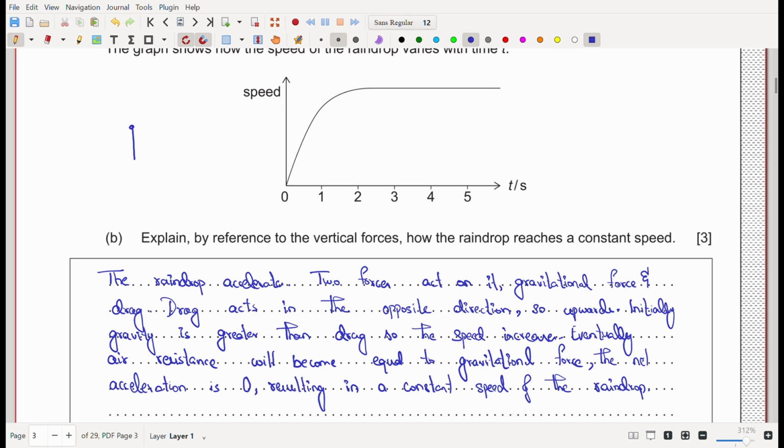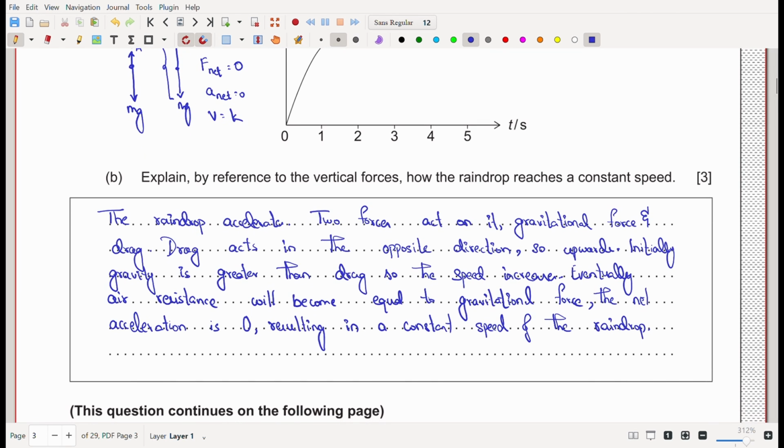So as the raindrop falls, the weight is constant, but air resistance continuously increases until it becomes equivalent to the downward force by weight. And then once these are equivalent, your F net becomes 0. So a net becomes 0, which means v is equal to constant. And that's about it.